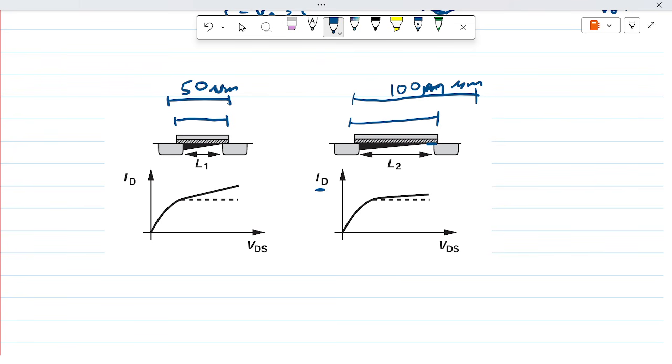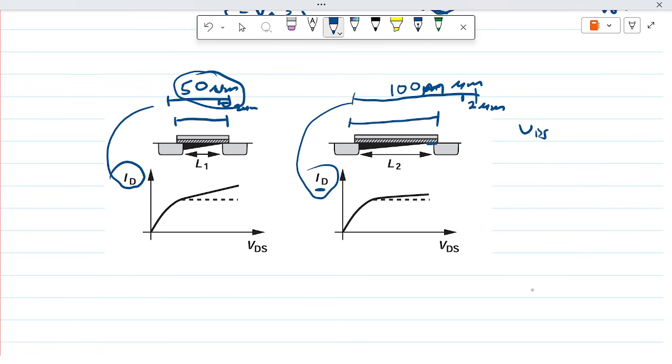So if by channel length modulation, as I increase VDS, the pinch off occurs here, just say 2 micrometers, and the same effect here, 2 micrometers, the ratio of the change here compared to this will give a higher effect of the channel length modulation on the current. So you can see the difference in the two curves. Here, channel length modulation is affecting the current more as compared to this one.